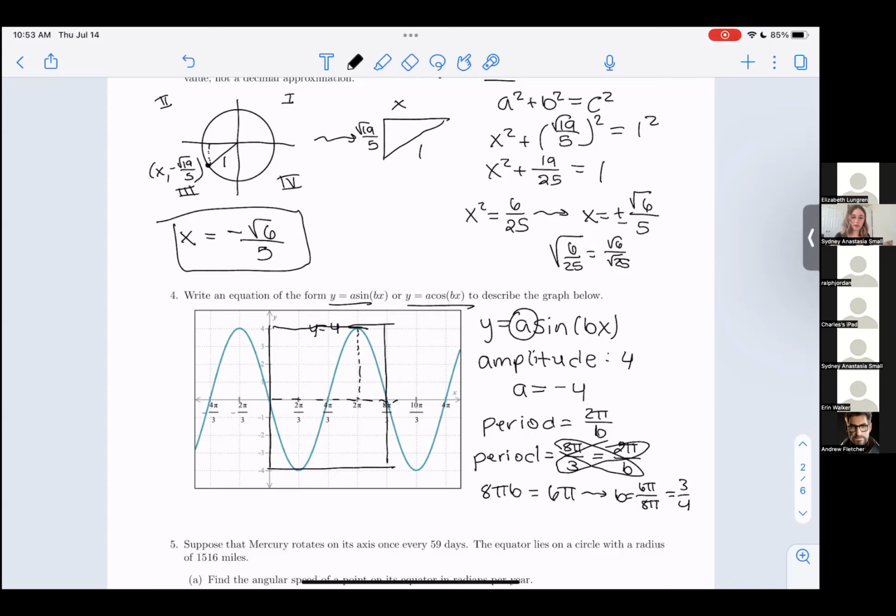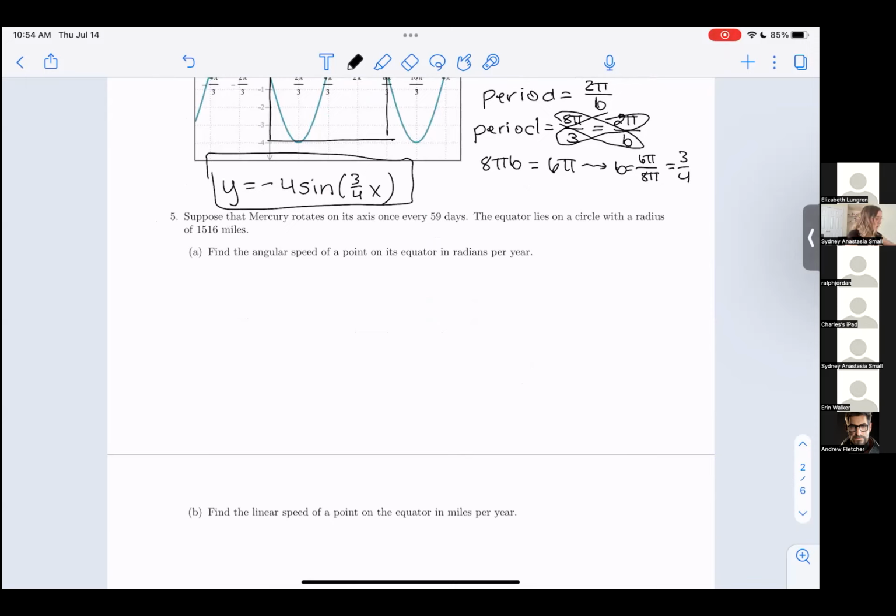Cool. Now just plugging in our values for a and b into our general form of the equation here, we get that y is equal to -4 times the sine of 3/4 x. And that is our final answer. Any questions? Cool. Okay, then we will move on to the next one, which deals with angular and linear speed.